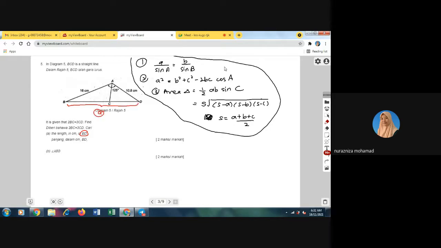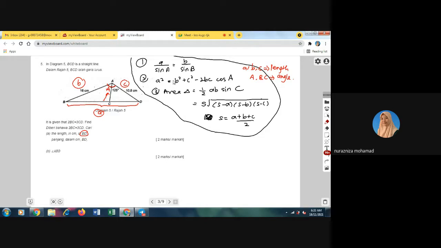Okay, we know that a, b, c are the side lengths of the triangle, and capital A, capital B, and capital C are the angles. Alright, so you want to find the length of BD, so I put down small a here. Opposite of small a should be the capital A. Since this is a, 16 will be b and 10.8 will be c, the side lengths. Okay, so we have one angle and two side lengths.